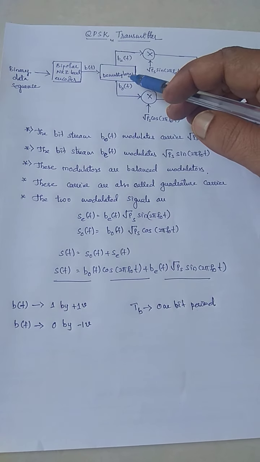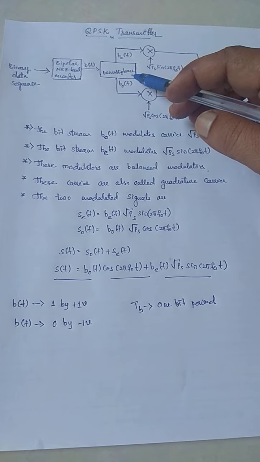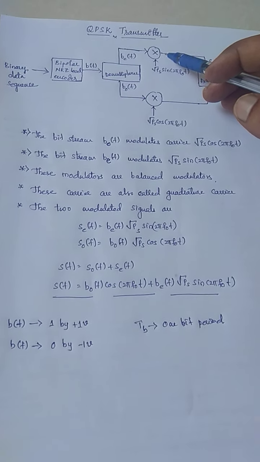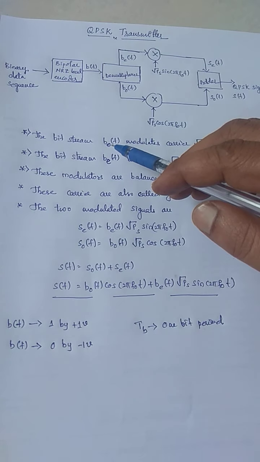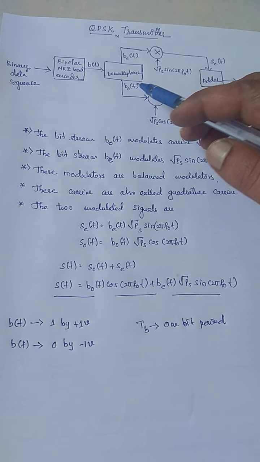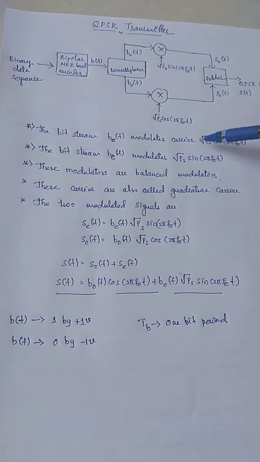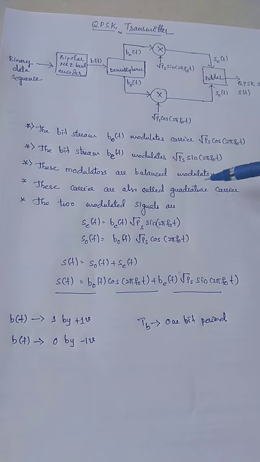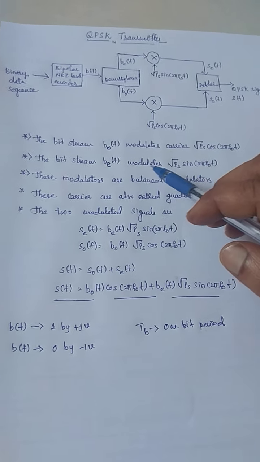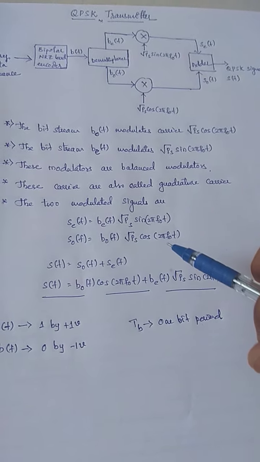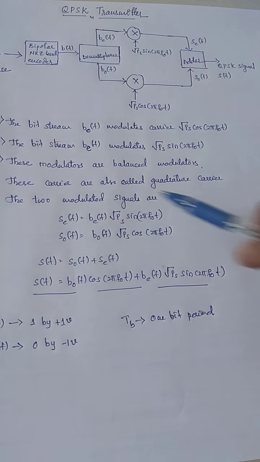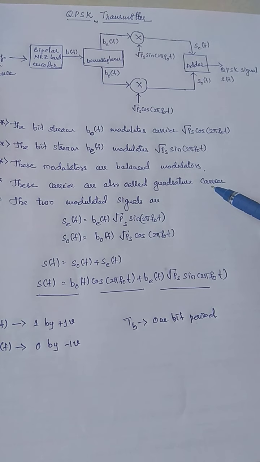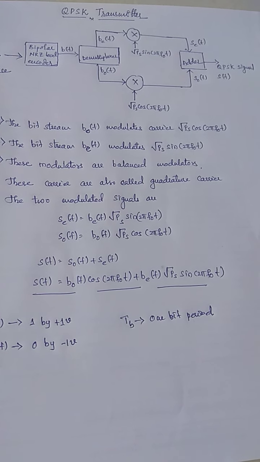After the demultiplexer, there is a modulator. The odd number bit stream is modulated with a carrier, that is the cosine carrier. The even number bit stream is modulated with the sine carrier. These modulators are balanced modulators. These carriers are also called quadrature carriers.